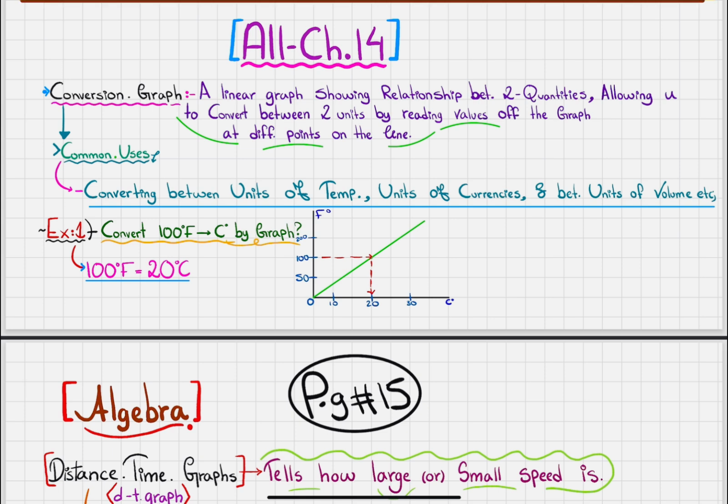If you look where they're asking for 100 degrees Fahrenheit, find where 100 degrees Fahrenheit is. 100 degrees Fahrenheit is on the second block of the graph. From here, make your run line towards the origin or midsection of the linear graph and make your rise line downwards, and you're going to find the other value.